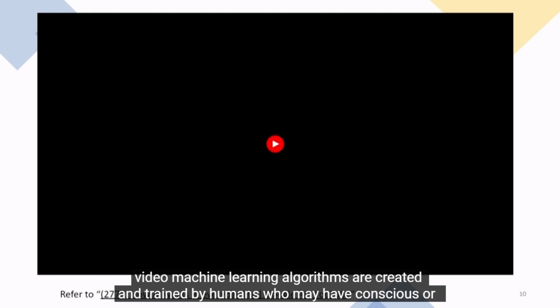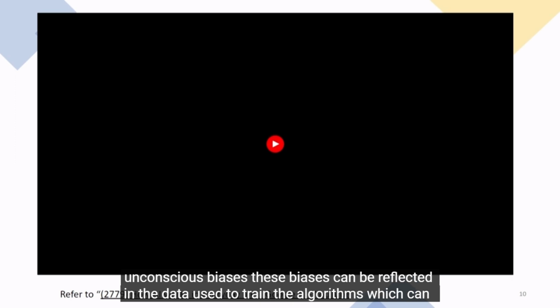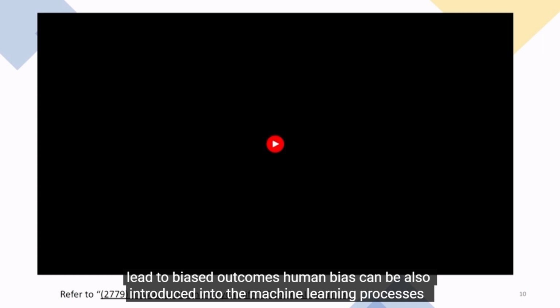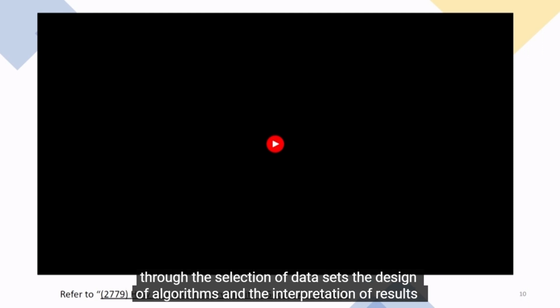Please refer to the below link for the complete video. Machine learning algorithms are created and trained by humans who may have conscious or unconscious biases. These biases can be reflected in the data used to train the algorithms, which can lead to biased outcomes. Human bias can also be introduced into the machine learning process through the selection of data sets, the design of algorithms, and the interpretation of results.